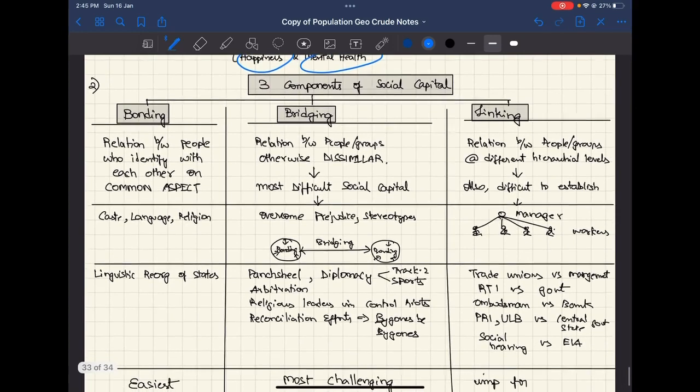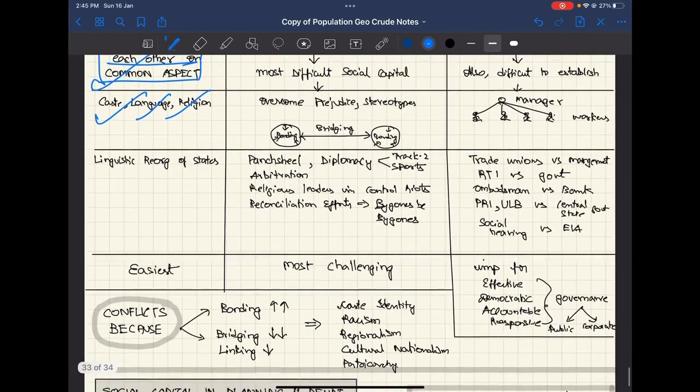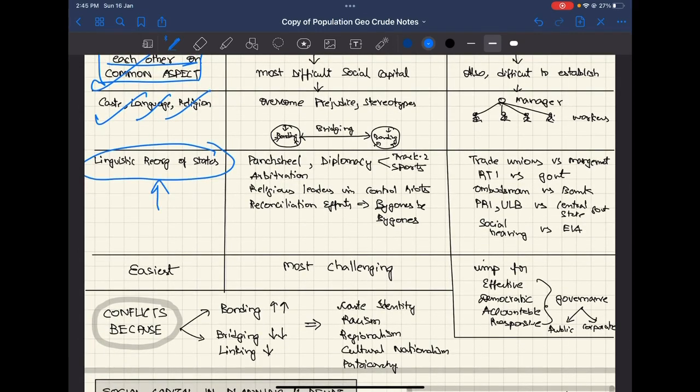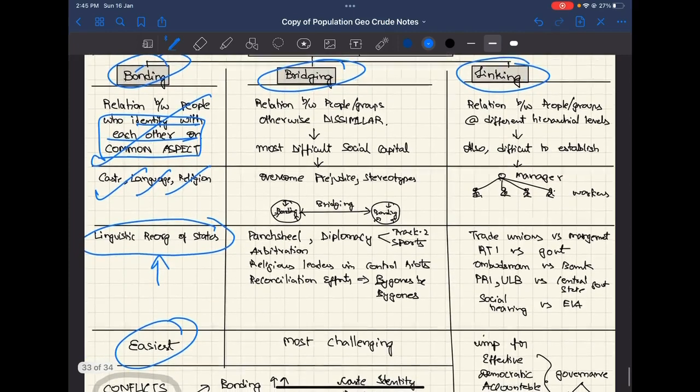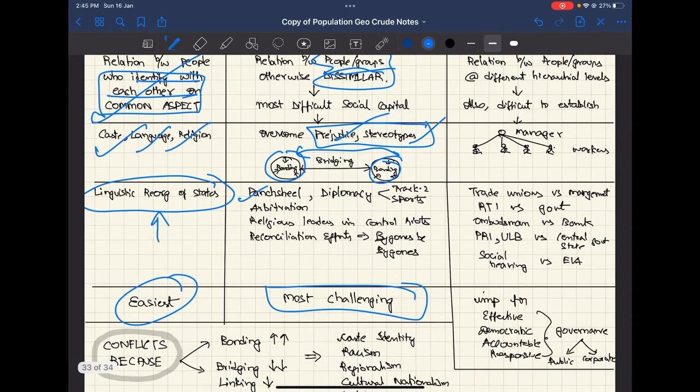There are three components of social well-being: bonding, bridging, and linking. Bonding is between people who identify with each other on a common aspect, for example caste, religion, language. Linguistic reorganization of states is done on this basis, so this is the easiest of all. Bridging is between groups of people who are dissimilar, therefore this is the most challenging. To do this, we have to overcome prejudices and stereotypes. These two bonded groups need to be bridged. Examples are Panchsheel, diplomacy, track two diplomacy and sports diplomacy, arbitration, religious leaders in controlling riots, and reconciliation efforts.